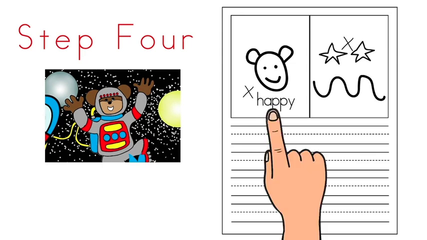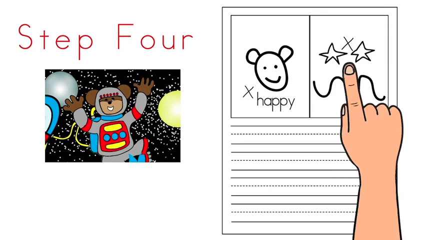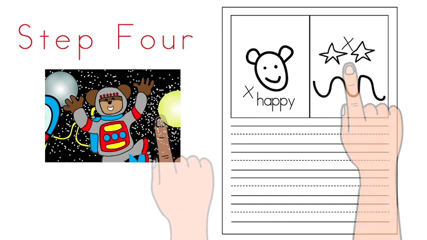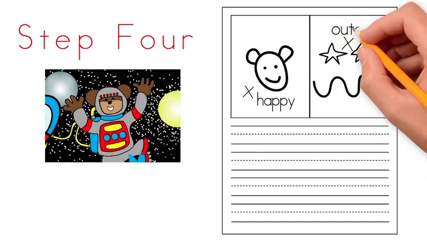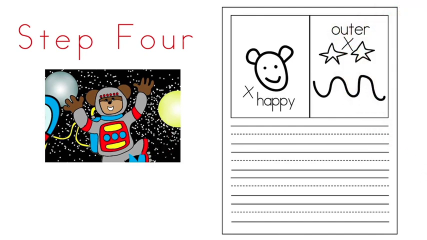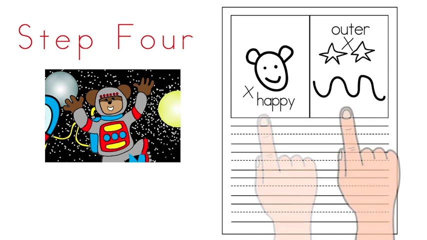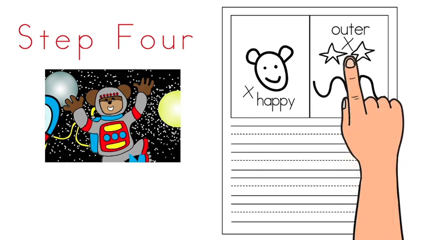The happy bear floated in space. Space. What kind of space was the happy bear floating in? Remember, we want to use words that describe the idea. Let's use outer space because that describes exactly where he is. Because outer space means far away from Earth. Let's write outer above the X. Outer. Go back and say the whole sentence. The happy bear floated in outer space.